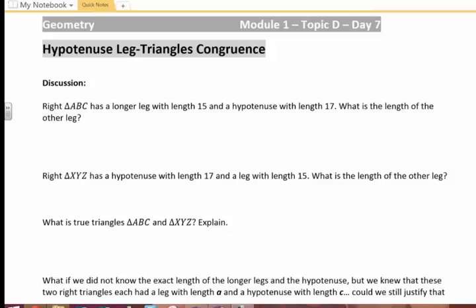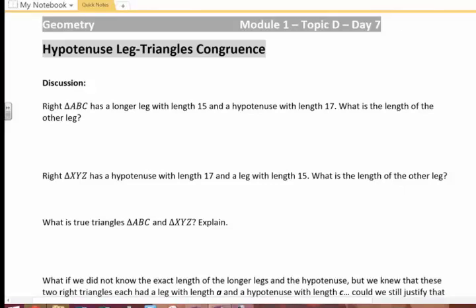Okay, so our last day of triangle congruence criteria is really what this is. Up to this point, we've talked about SAS, ASA, SSS, and AAS. And we've also talked about how SSA and AAA don't work. Today we're going to discuss something called hypotenuse leg triangle congruence. And let me explain how that works right now.